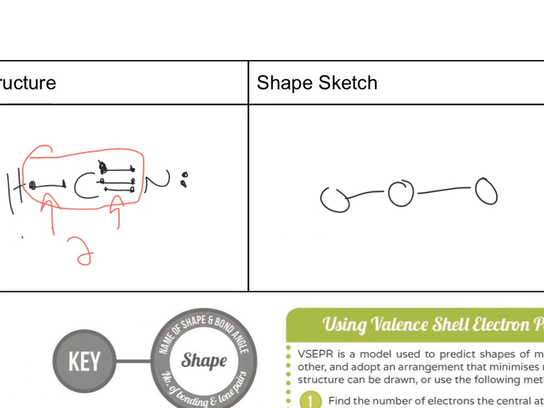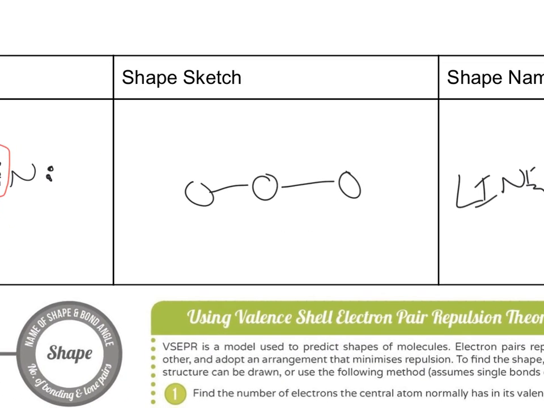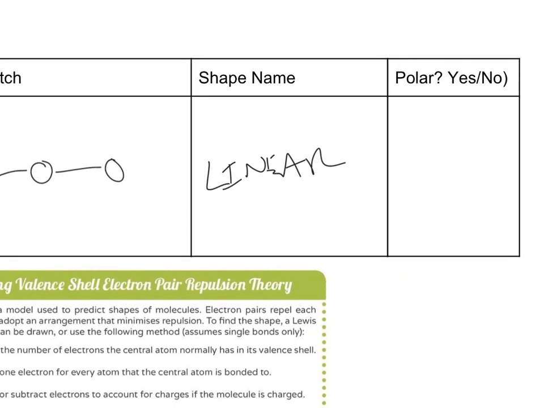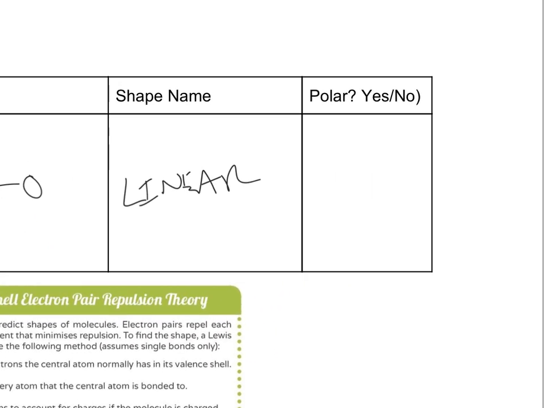Is it polar? Well, the shape might make you think no, because it's a straight line, but this molecule has hydrogen on one end and nitrogen on the other. So it's got 2 different ends, which makes it polar. Yes, it is.